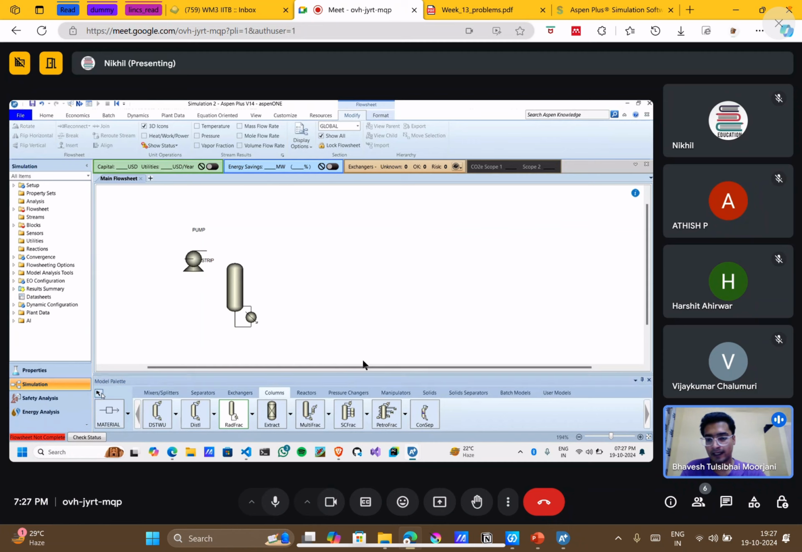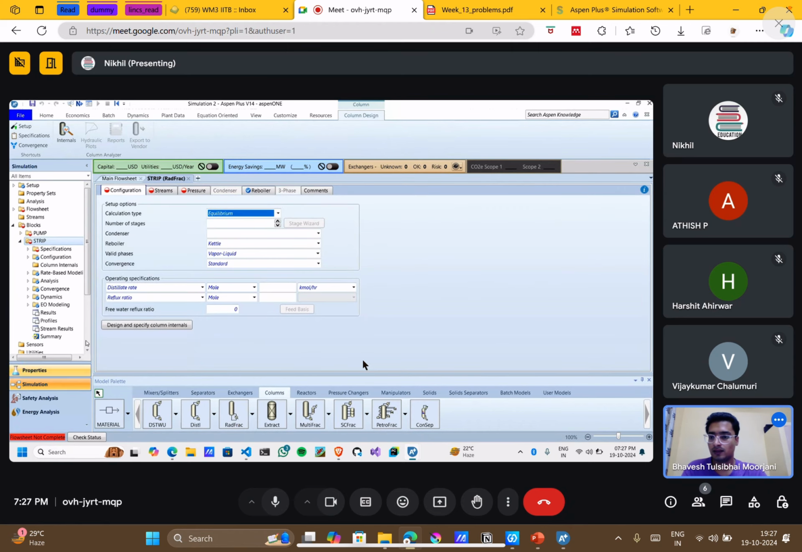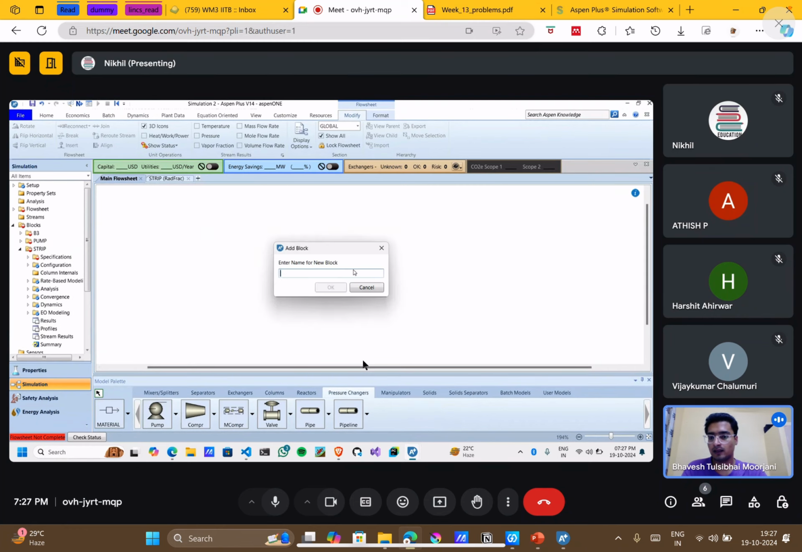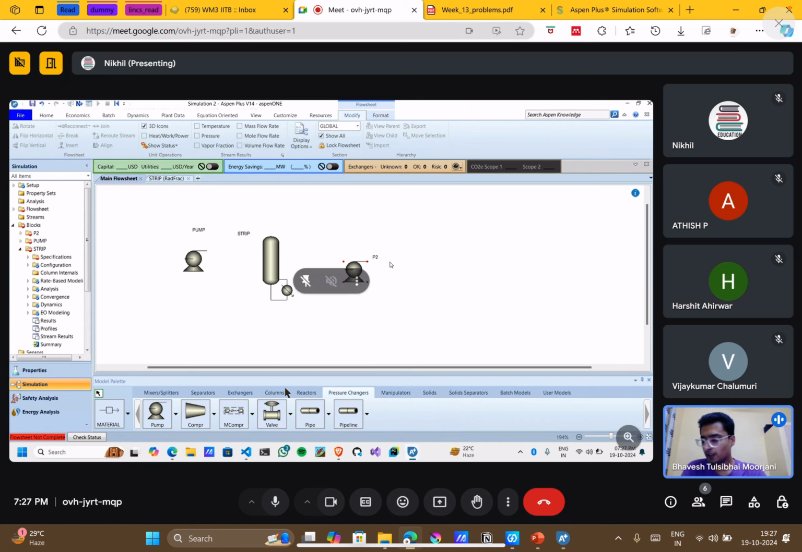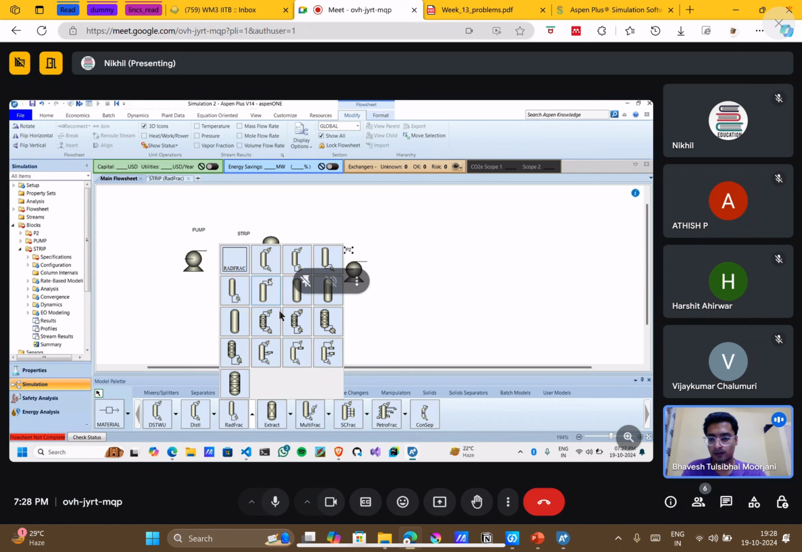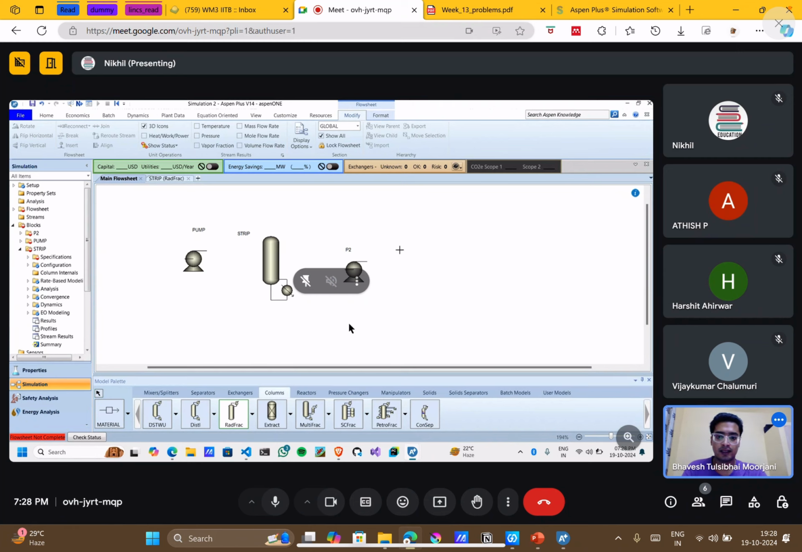Now we have to add another pump. Add another pump ahead. Just name it P2. Then we have to add the second column, a rectifying column. So go to columns, in the red flag option select the second row, second column, the rectifying column, and add it.